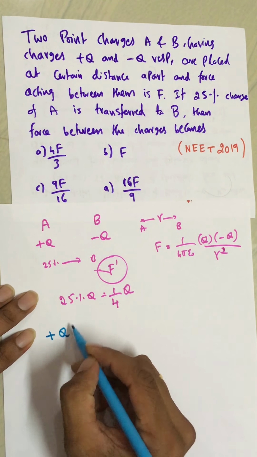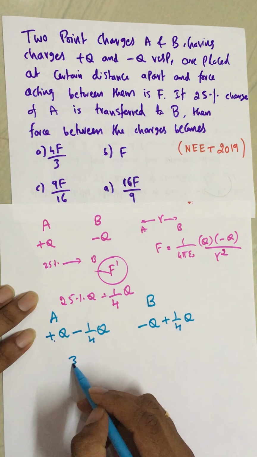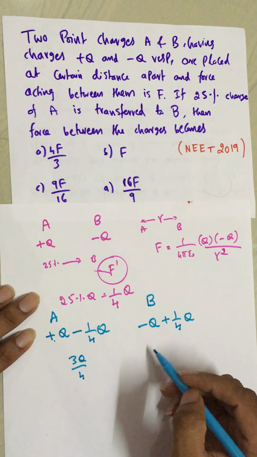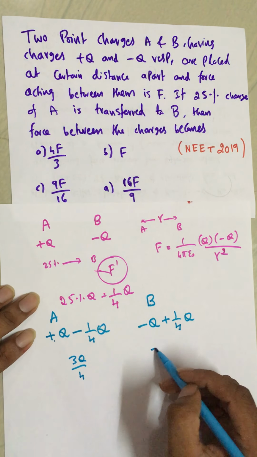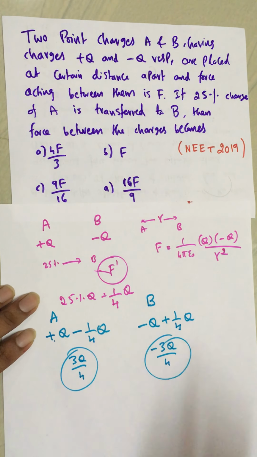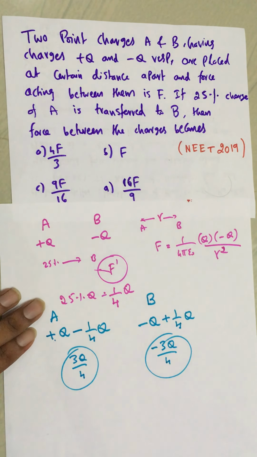B was having minus Q. Now 1 by 4th of Q is added to it, so plus 1 by 4 times Q. So the new charge of A is 4Q minus Q, that is 3Q by 4. The new charge of B is minus 4 plus 1, that is minus 3Q by 4. So these two are the new charges. Now the distance is again R.